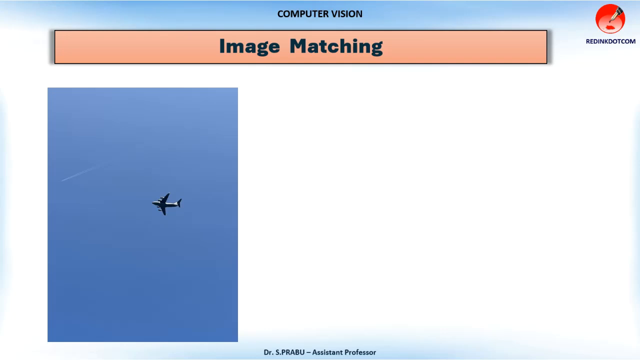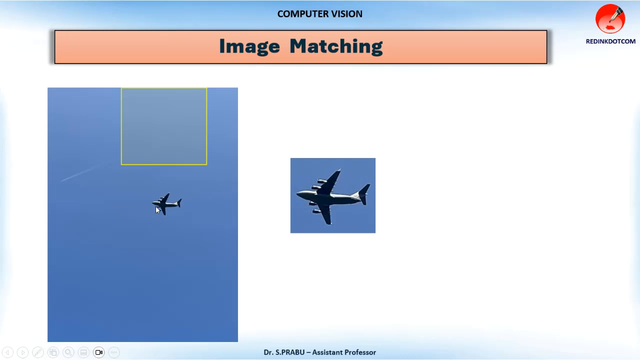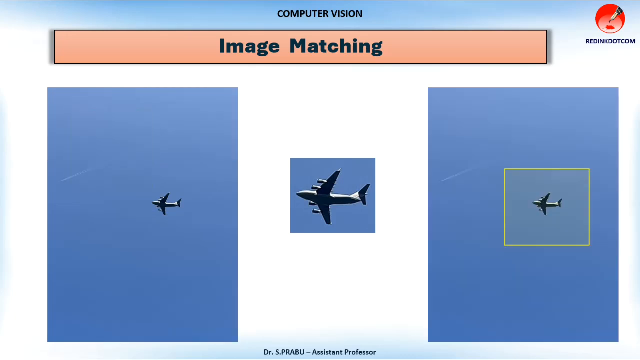Let's see one real-time example. I want to find whether this image is present in this large image or not. I can do the image matching with the patches present in the large image like this, tabulate the values, and identify whether the particular image is present inside this image or not.